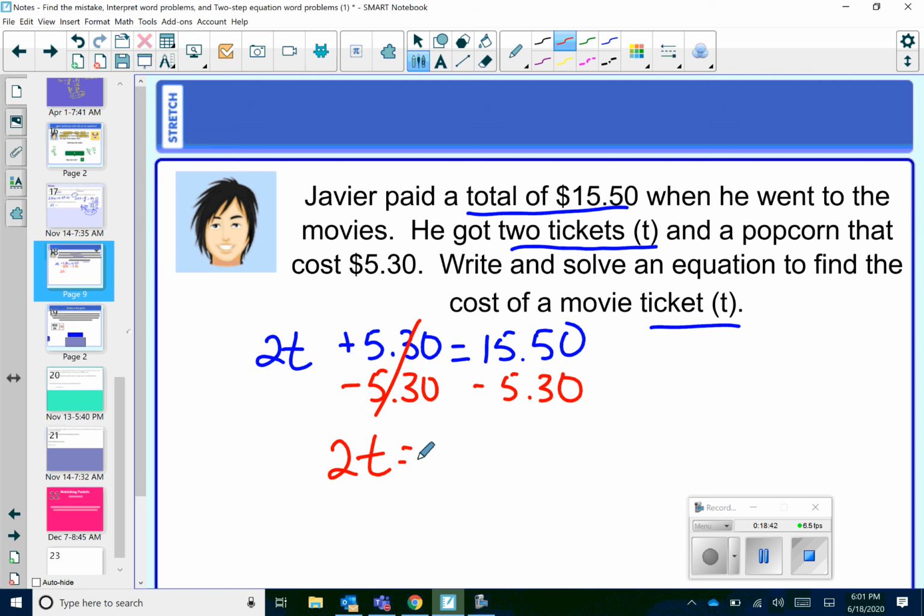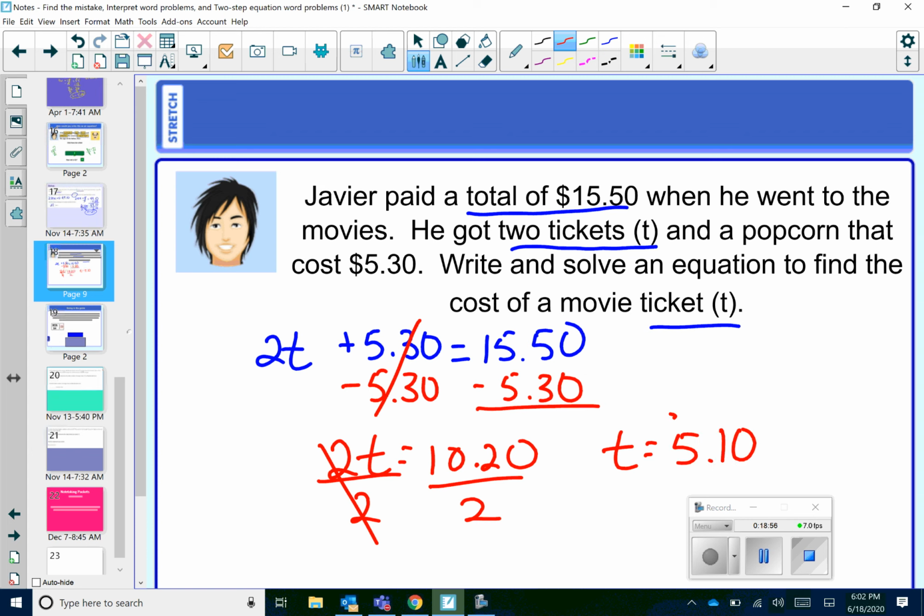That leaves me with 2t equals $10.20. And then we're going to divide through by 2, and that leaves me with my answer of $5.10 per ticket.